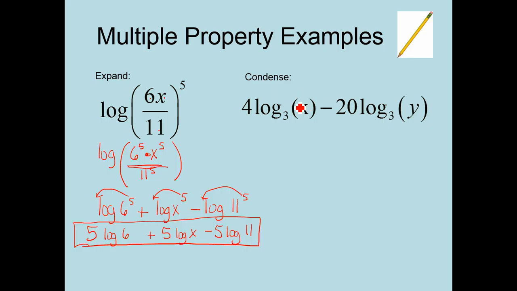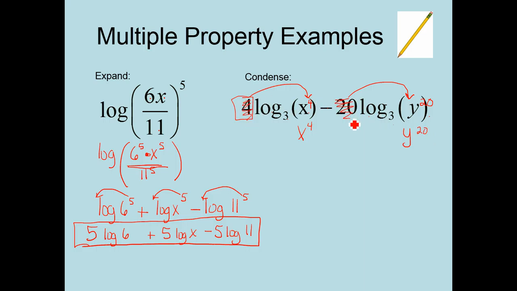And now let's condense one back. I have 4 times the log base 3 of x minus 20 times the log base 3 of y. So let's figure out what these numbers in front of the logs mean. Remember, they were exponents. So this used to be x to the 4th, and this used to be y to the 20th. So I had an x to the 4th and a y to the 20th. That's how these coefficients went in front of the logs.